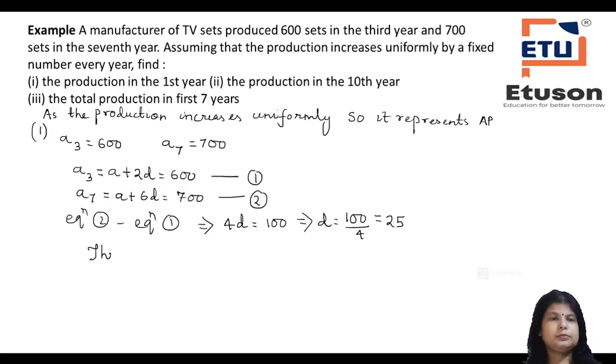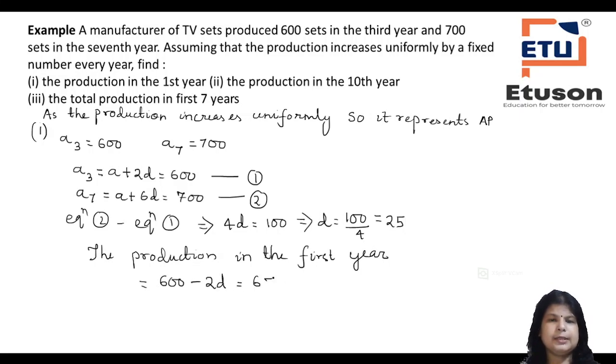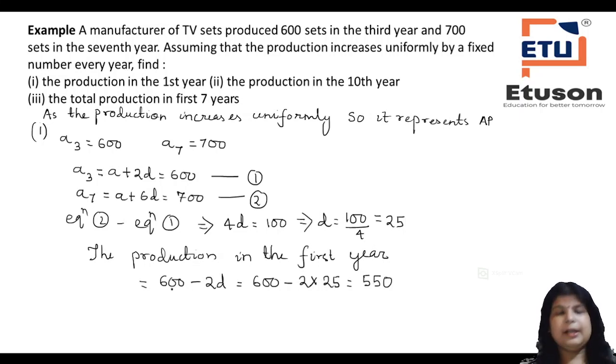So the production in the first year, how are you going to find it? You can use either equation, a plus 2d or a plus 6d, and you can obtain your a value. So production in the first year is given by 600 minus 2d, that is 600 minus 2 into 25, and your answer is 550. Correct? So the production in the first year is 550.